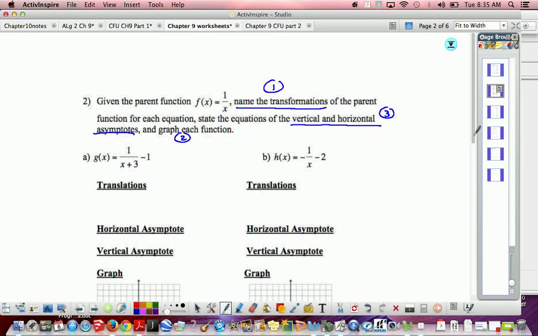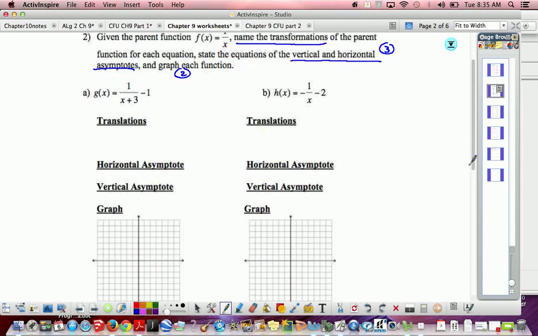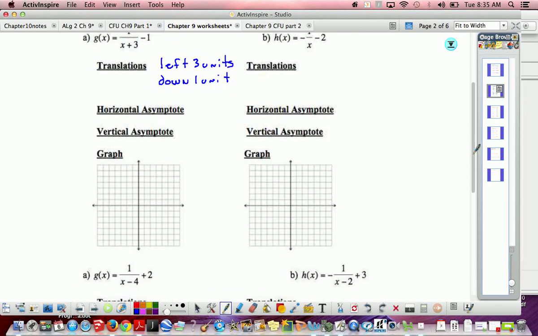So, on this first one here, remember how the translations actually work here. So now, we have a plus 3 in the bottom. So that means the graph is going to move left 3 units. The minus 1 means it goes down 1 unit. There is no reflection, so I just have those two. I'm going to come back to the asymptotes here at the end.